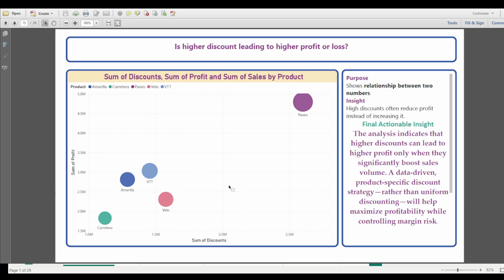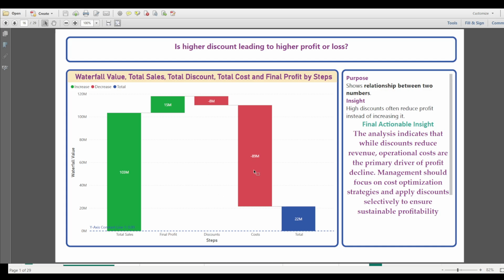To study two numerical values, we should use a scatter plot chart. Then this is a waterfall chart wherein total sales is 103 million, and out of this 15 million is the final profit. Discount is minus 8 million. Cost is, see, it's going negative.